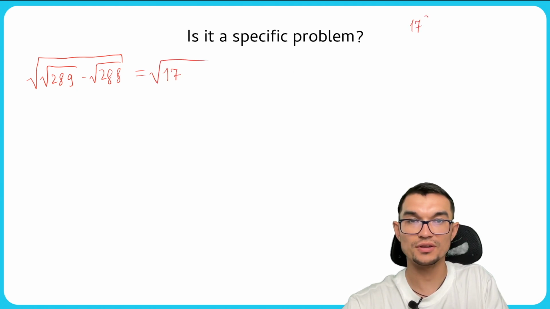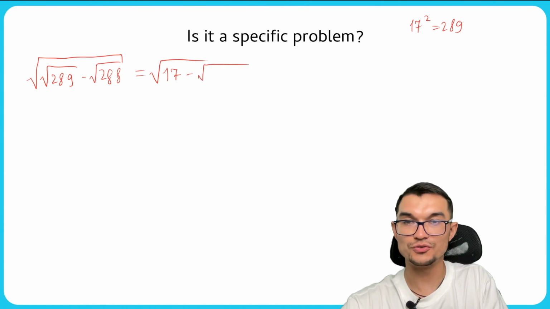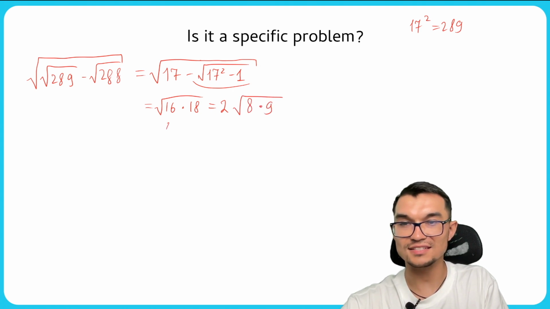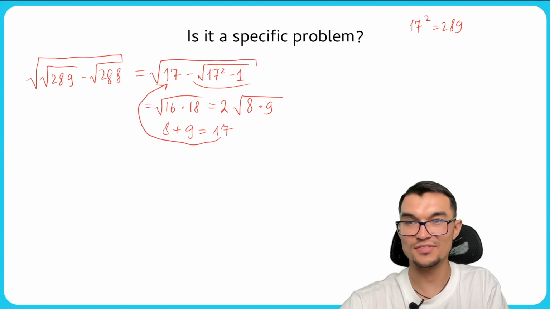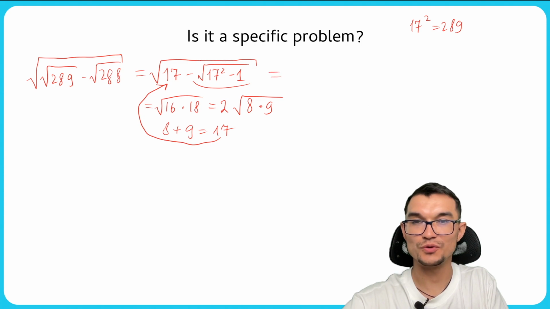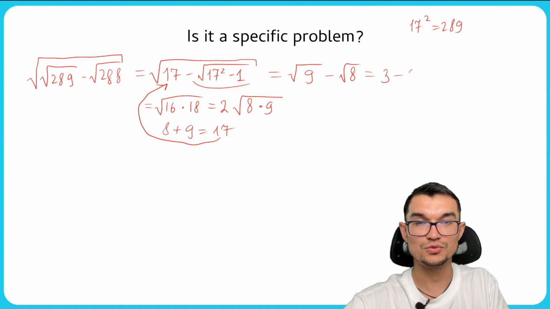Now 17 squared is 289 minus the square root of 17 squared minus 1, which is equal to the square root of 16 times 18, which is equal to 2 times the square root of 8 times 9. And 8 plus 9 is 17, which is 17 under that square root. So this problem with a similar structure to our original problem has the same solution. And in the end, we will have the square root of 9 minus the square root of 8, which can be further simplified actually. It's 3 minus 2 times the square root of 2.